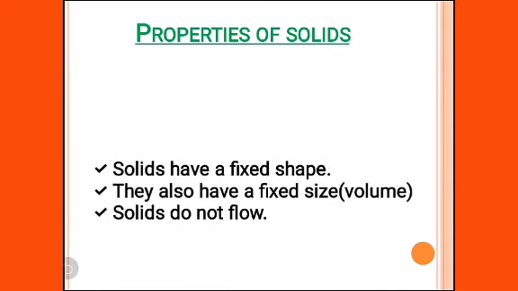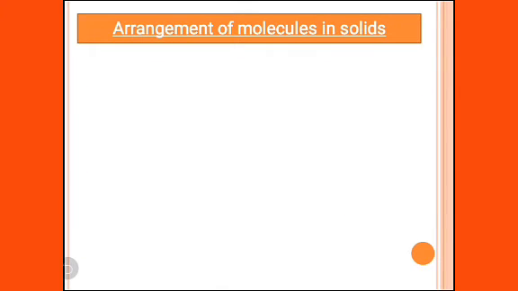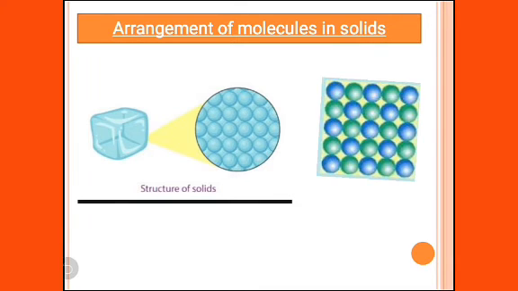Number 1, solids have a fixed shape. They also have a fixed size or volume. Solids do not flow. But why do solids have a definite shape? Let us find out. Children, all matter is made up of very tiny particles called molecules, which cannot be seen by the naked eye. And in solids, these particles or molecules are packed very close to each other. That is, they cannot move around. And this is the reason why solids have a fixed shape.